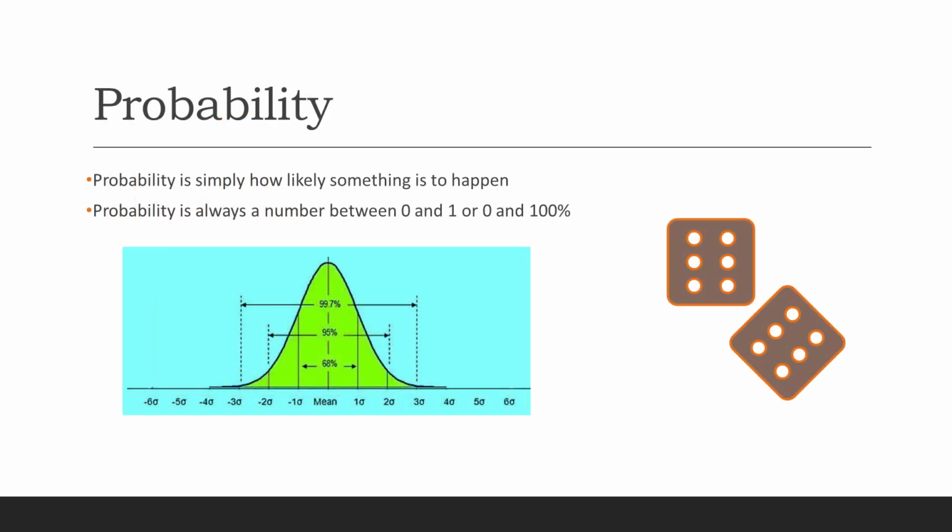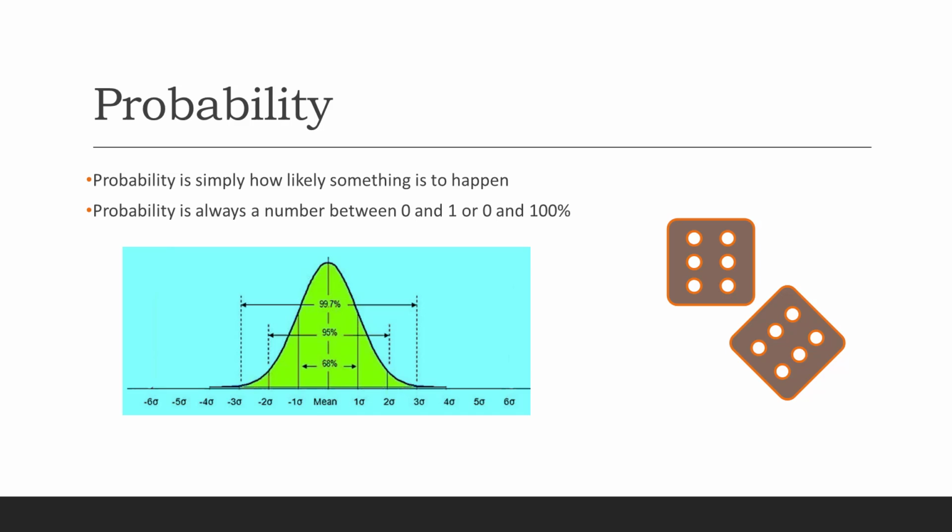Probability is simply how likely something is to happen. Probability is always a number between 0 and 1, or 0 and 100%. Probability could be described by many functions, for example, the most famous, normal distribution, or uniform distribution. Normal distribution is very popular and used in many applications, and is also known as the bell curve.